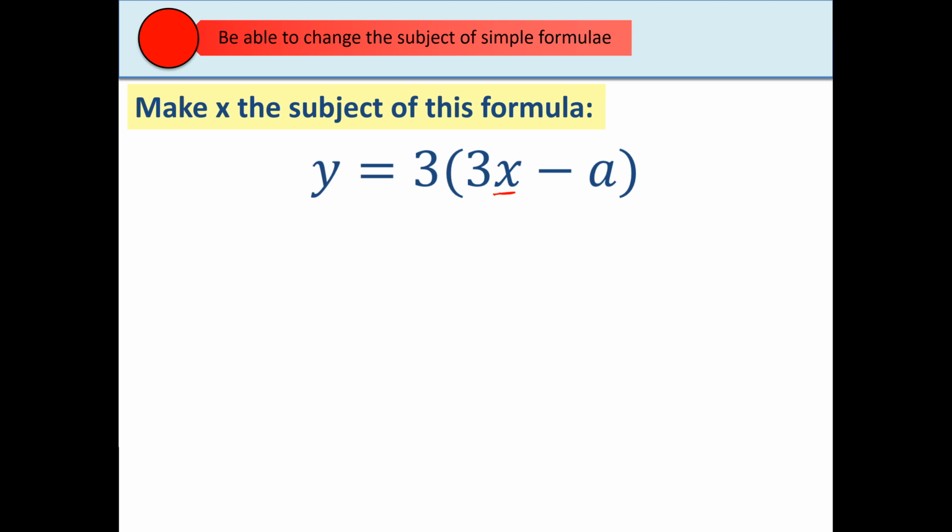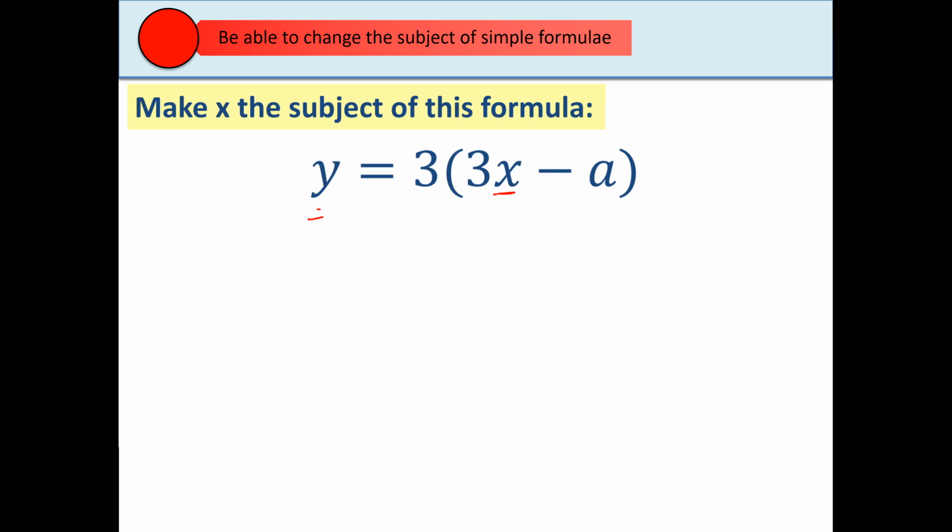So this is the x, we make it the subject. Now there are two different ways you can do this one. First of all, you can divide by 3 both sides and then solve it as usual, or you can actually expand the brackets and solve it. So let's do the first way, because that way is probably going to be the quickest.